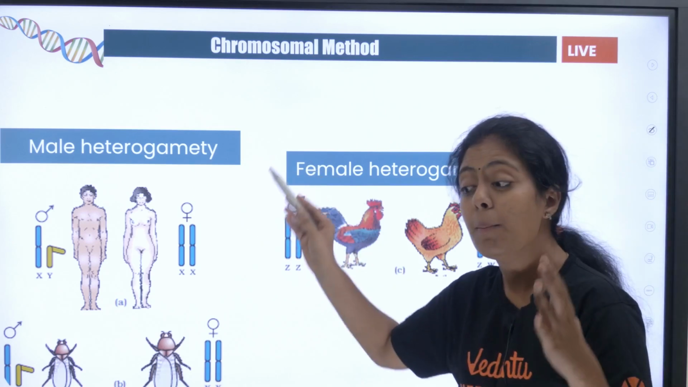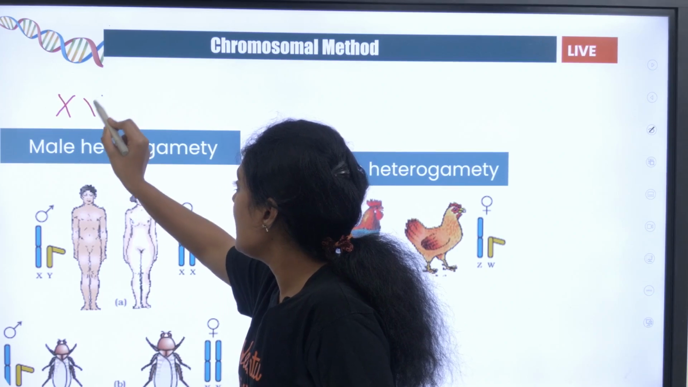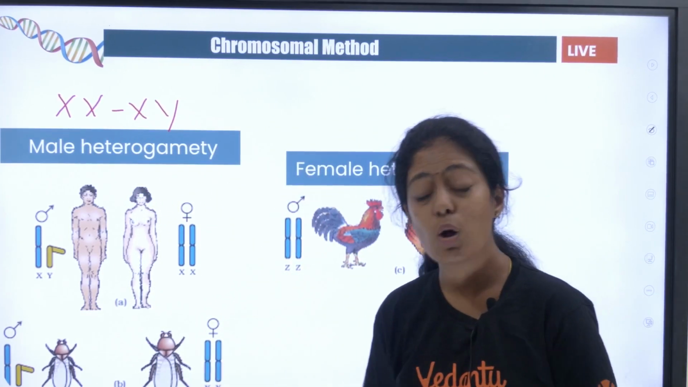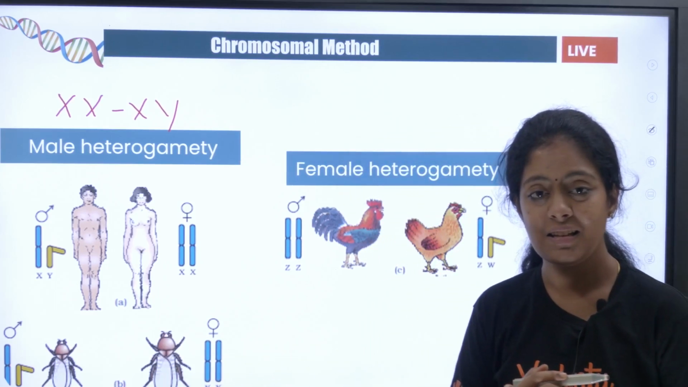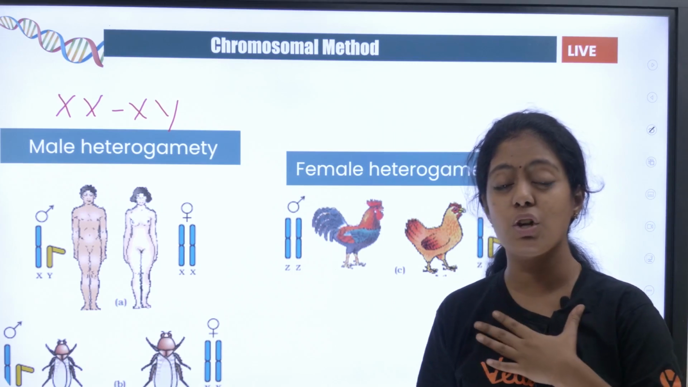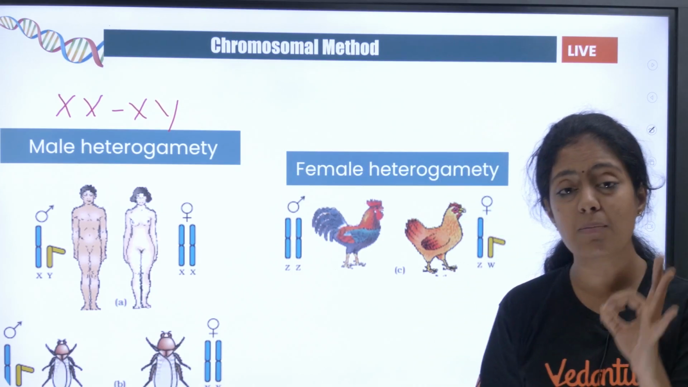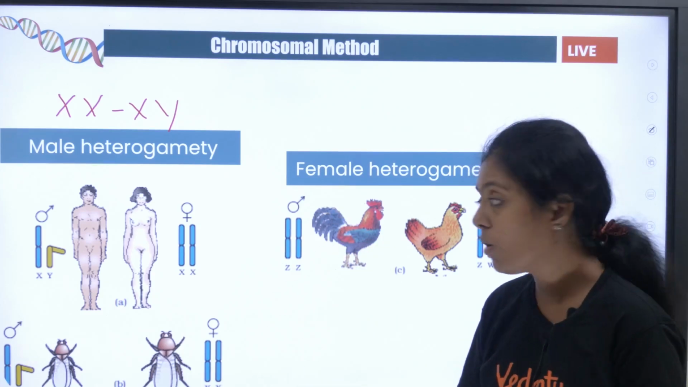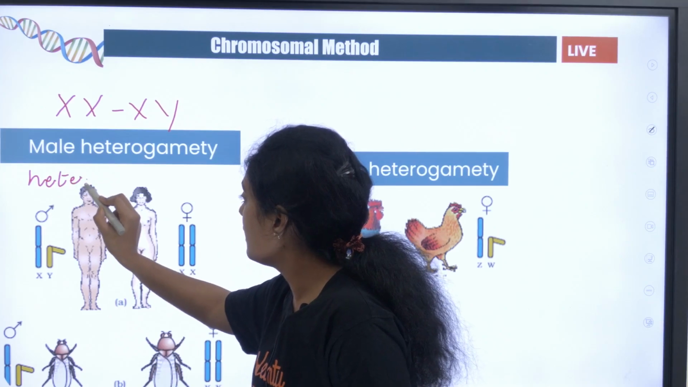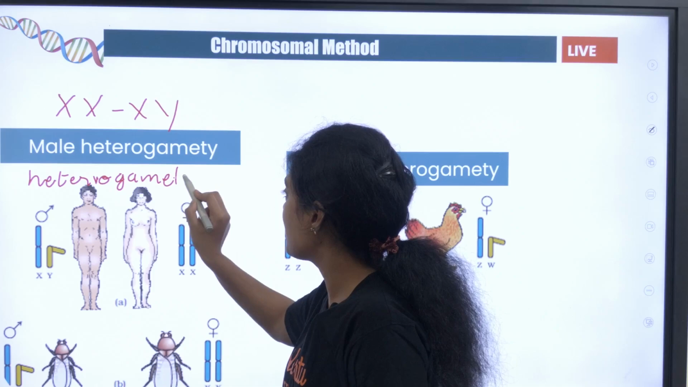Okay, as I told you, male heterogamety. So where do you see male heterogamety? XX-XY type. Okay, and you also see it in certain insects. To remember XX-XY type of sex determination very easily, remember human beings. Okay, so here the determining sex is your male. The male is heterogametic, that is what is given here, and the female is homogametic.